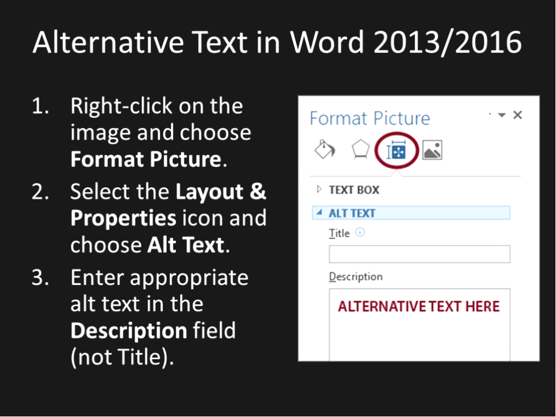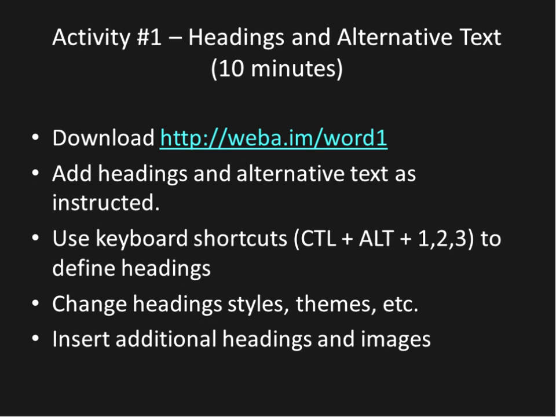In Word 2013 and 2016, it's very similar, but you would right-click on the image, select Format Picture, and then there's an option across the top, a little icon for Layout and Properties. You would click on it. You would then expand the Alt Text field or option within that little dialog. And as before, you would add that alternative text to the description field, not to the title field.